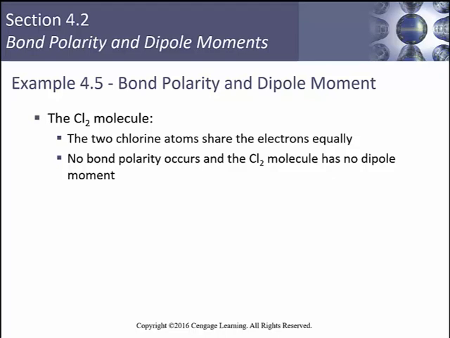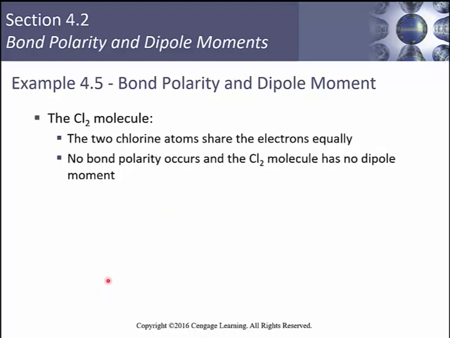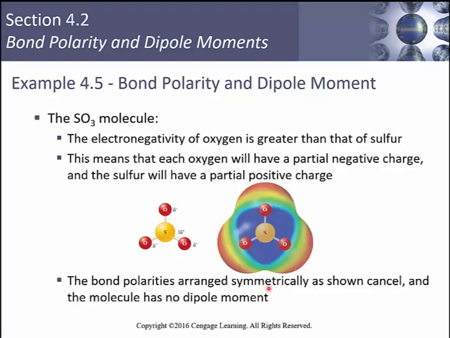Our molecule is polar. Our Cl2, I've got 2 chlorine atoms. They're going to share that electron density equally. There's no polarity difference between one chlorine and the other. It's a nonpolar bond. There's only one bond. It's a nonpolar molecule. Right.